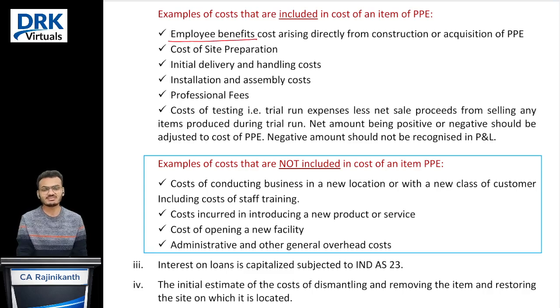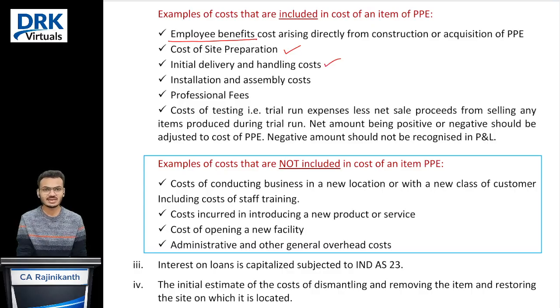Employee benefit cost means what? Wages and salaries that are directly related to acquisition or construction of PPE, we can capitalize. Cost of site preparation. In order to install our machinery, we need to prepare the site. So whatever cost we incur on that, we can capitalize it. Initial delivery and handling cost means what?